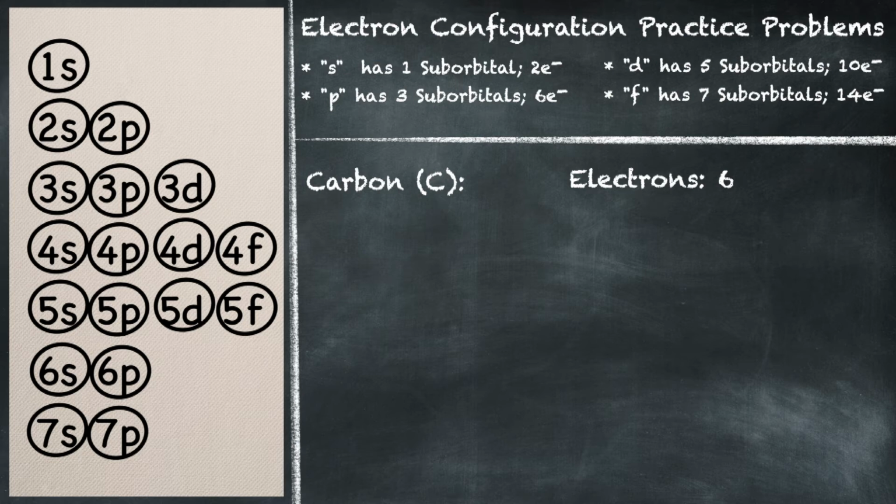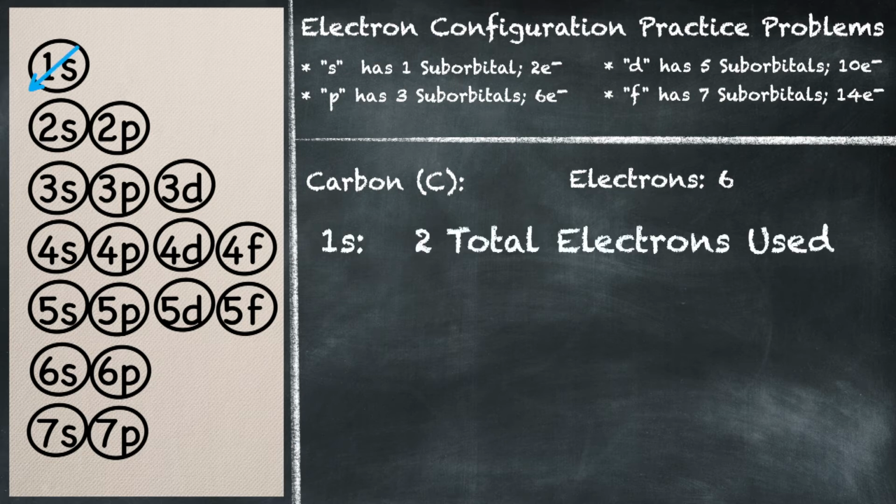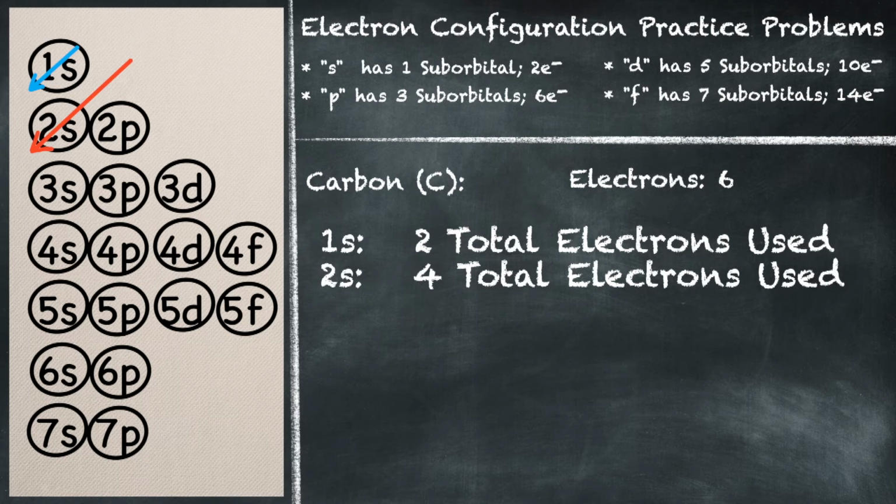We always start up at the top at 1s. So we have 1s2. So we had 6, we used 2 of them up, so that gives us 4 total left. Then we go to 2s2, so we're at 1s2, use 2s2. That means we've used a total of 4 electrons. We're trying to get to 6, remember?